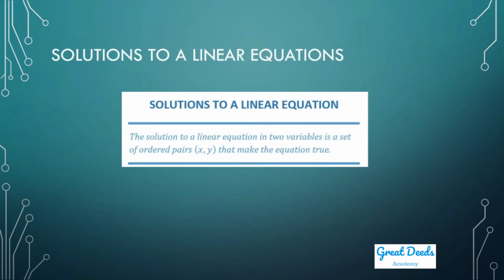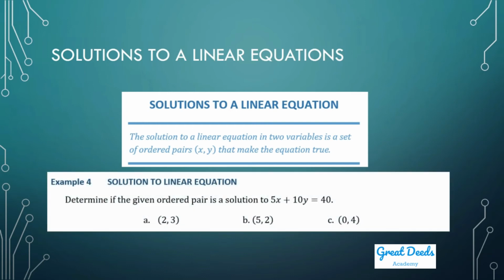Solutions to a linear equation. The solution to a linear equation in two variables is a set of ordered pairs x, y that make the equation true. Example 4. Determine if the given ordered pair is a solution to the equation 5 times x plus 10 times y is equal to 40.